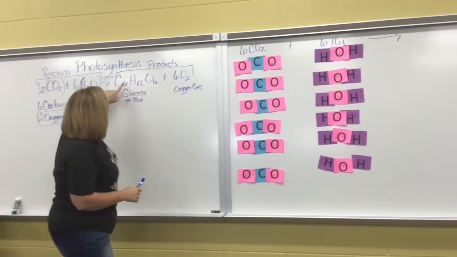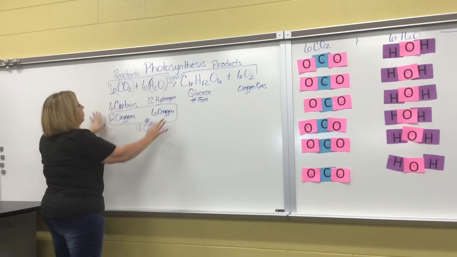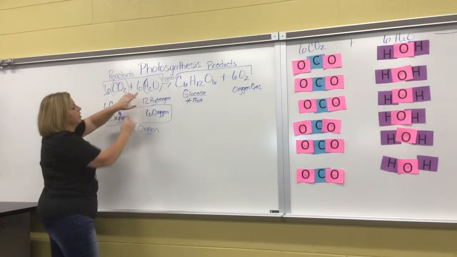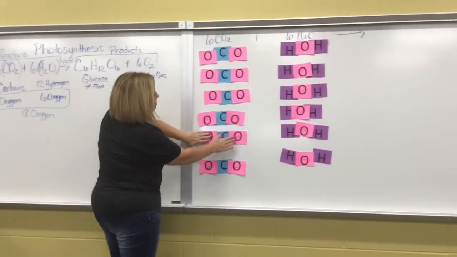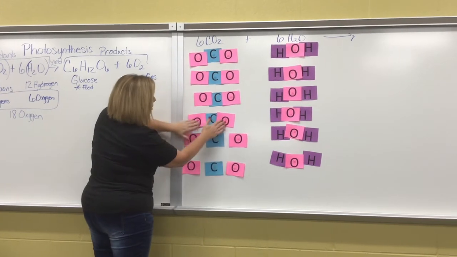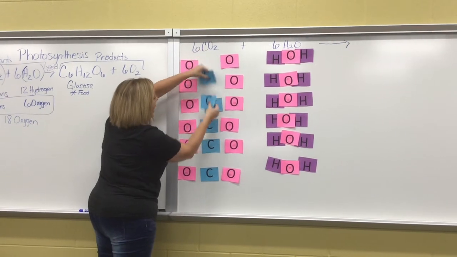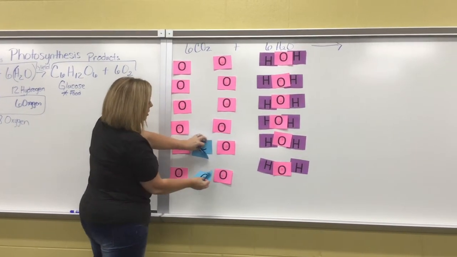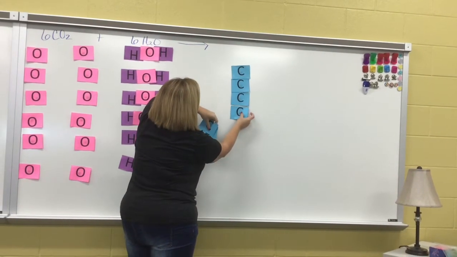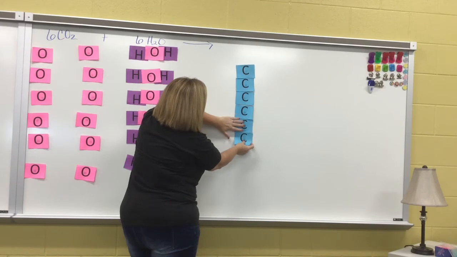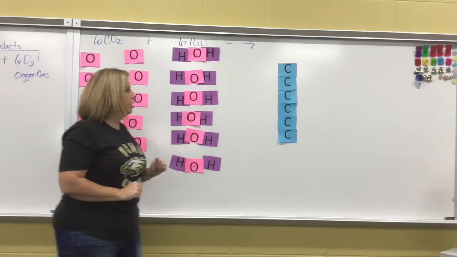So now, let's start building this big glucose molecule. All I have to work with is what was on this side. This is what went in. So it shows me that I need 6 carbons. So what happens, and this happens actually in the plant, this carbon dioxide molecule gets split apart. And it takes these 6 carbons and comes over here and uses those 6 carbons to start building a glucose. Notice they're all touching because they're all bonded to each other. Okay, so there's my 6 carbons.